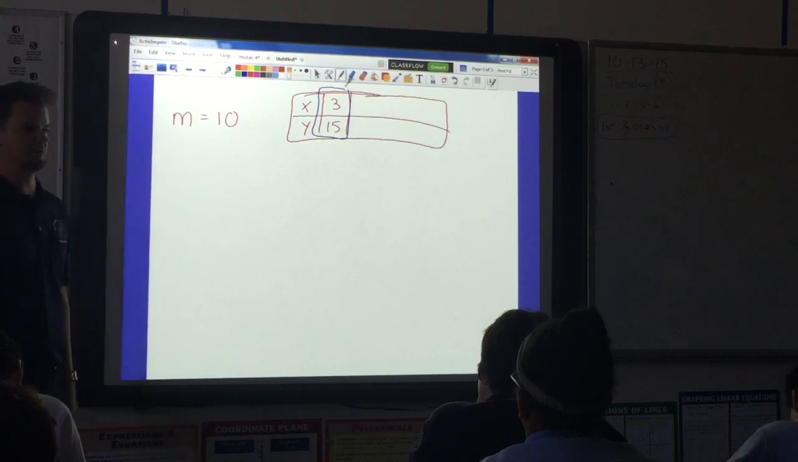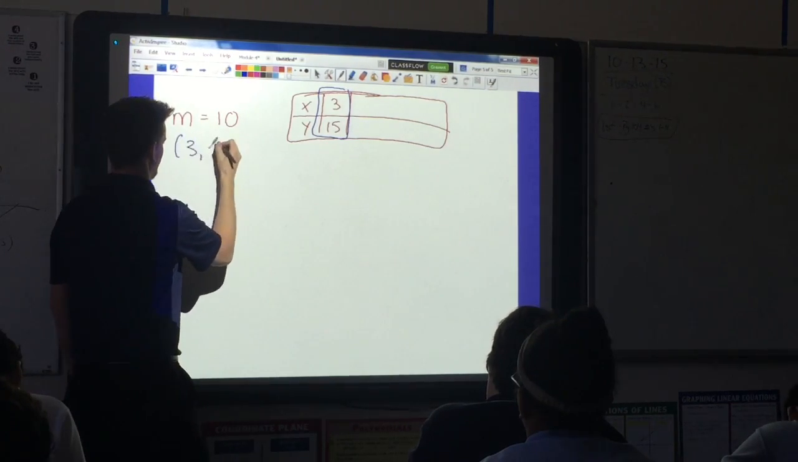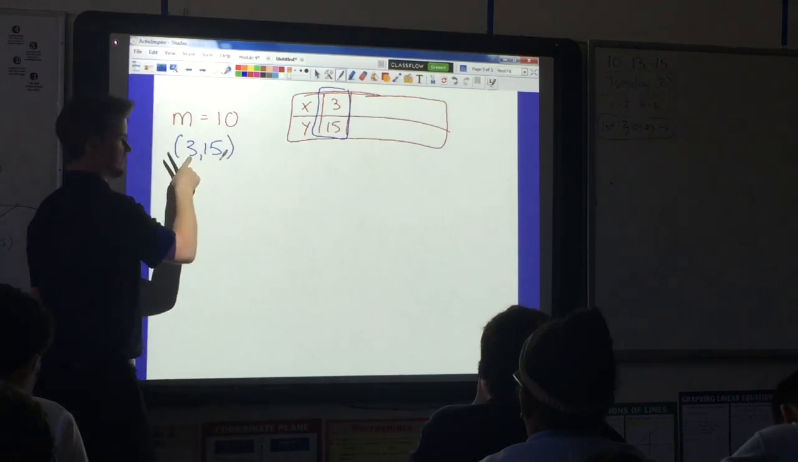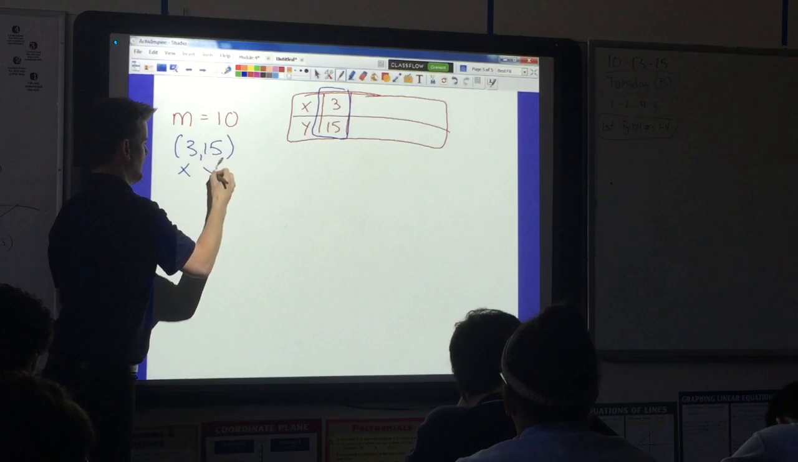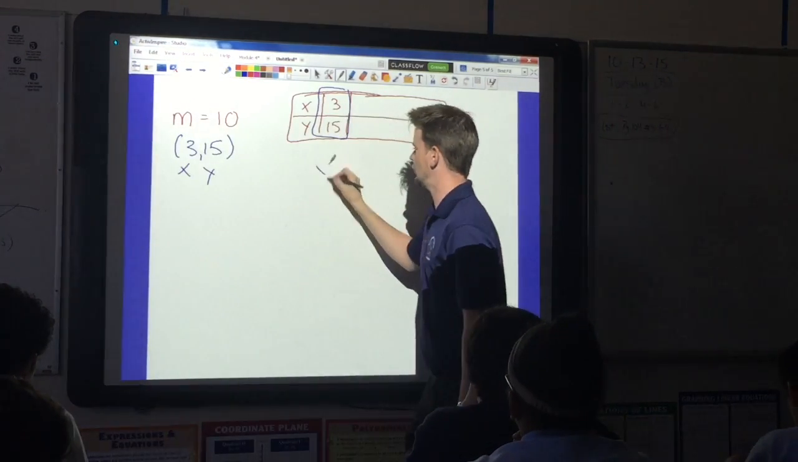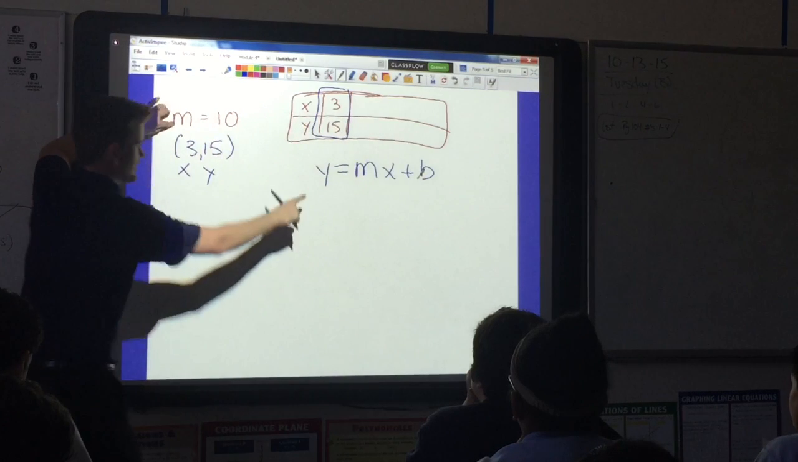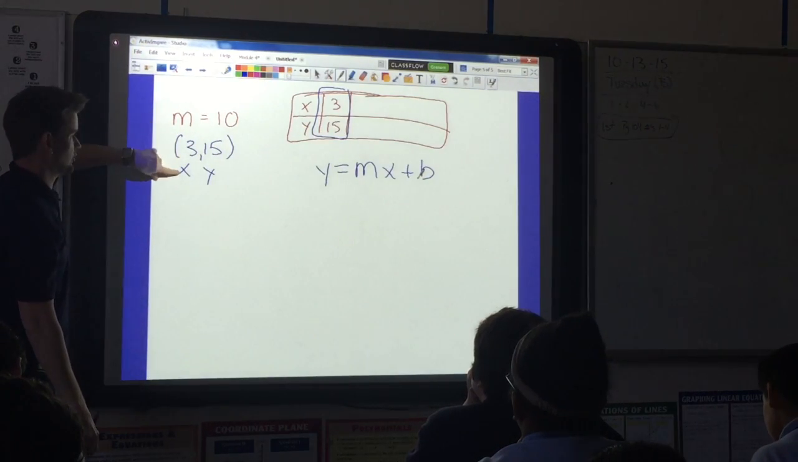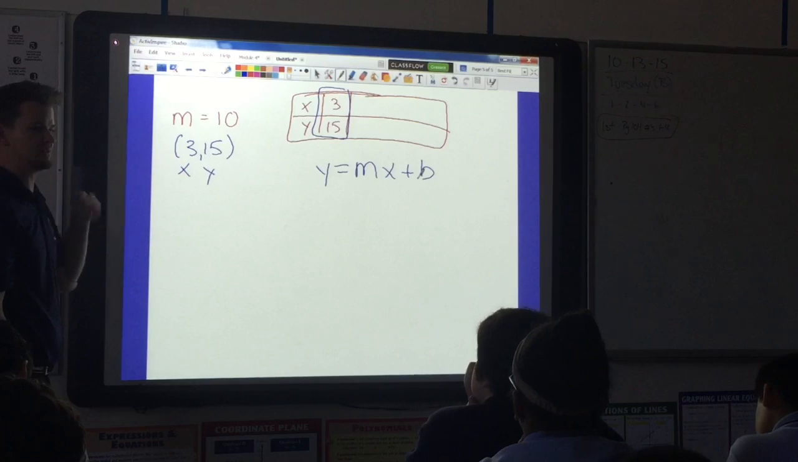So what's my coordinate pair going to be? 3, comma 15. Okay. 3 is the x or the y? X. And 15 is the y. So if we look at this equation here, y equals mx plus b, do I know the m? Yes. Do I know the x? Yes. Do I know the y? Yes. And all I do is substitute in.